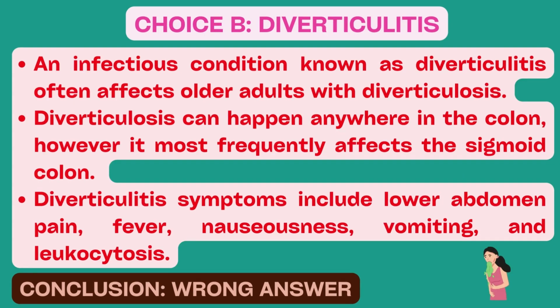Choice B is diverticulitis. An infectious condition known as diverticulitis often affects older adults with diverticulosis. Diverticulosis can happen anywhere in the colon, however it most frequently affects the sigmoid colon. Diverticulitis symptoms include lower abdomen pain, fever, nausea, vomiting, and leukocytosis. So, option B is wrong.